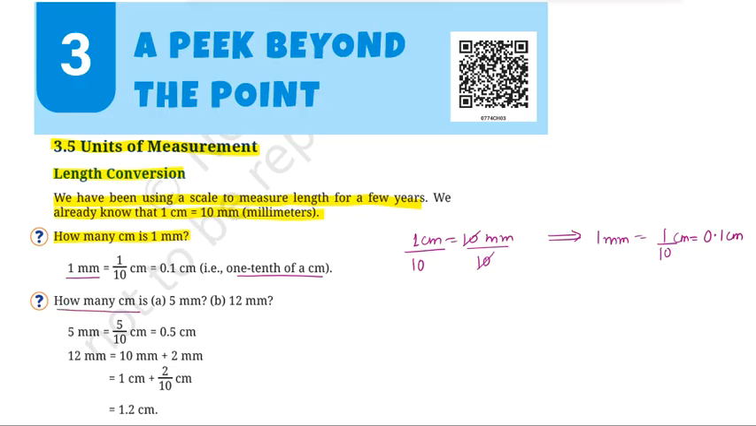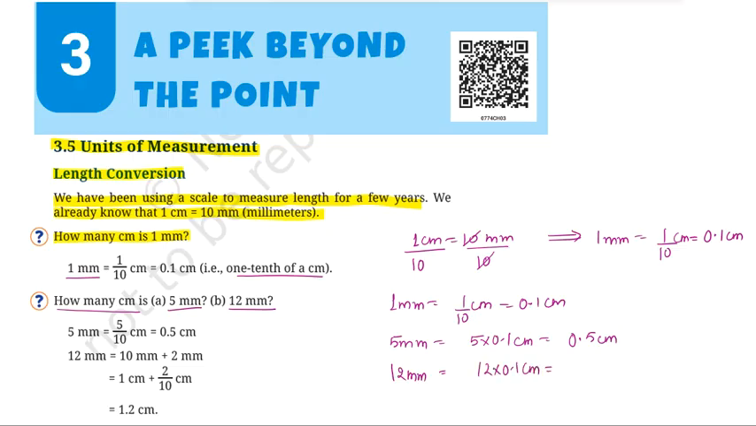How many centimeters is 5 millimeters, 12 millimeters? As you have already got to know that 1 millimeter is equal to 1 over 10 centimeter, or 0.1 centimeter. So if you need to find 5 millimeters, हम कर सकते हैं ना कि 5 times 0.1 centimeter, which is equal to 0.5 centimeter. And similarly, if you have to find 12 millimeters, तो आप कर सकते हो 12 times 0.1 centimeter, which is equal to 1.2 centimeter. मैंने यहाँ पे मल्टीप्लिकेशन प्रोसेस से कर दिया है.